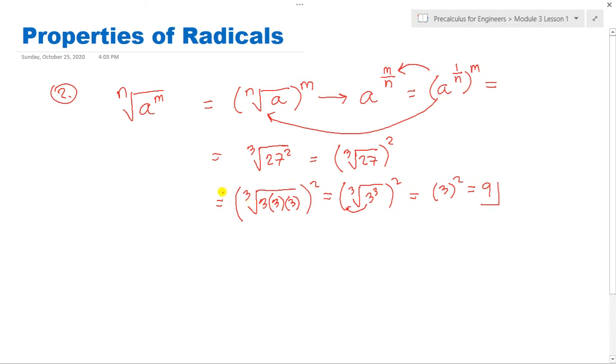So take note, class, sa rule number 2, pwede mo pala ma-extract yung exponent mo sa number mo sa loob, given that you only have one term. So here, isang term lang or isang number. Kapag dalawa na to, kapag may katabi na siya na number 3, hindi mo yan ma-extract agad-agad yung m.